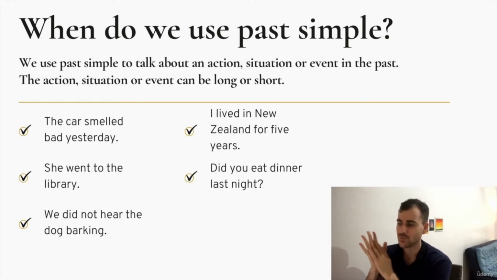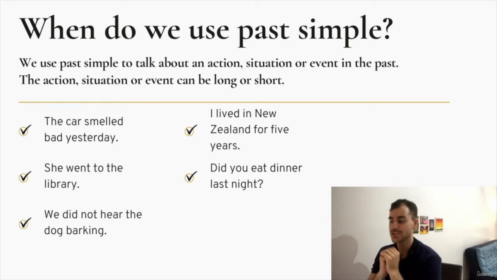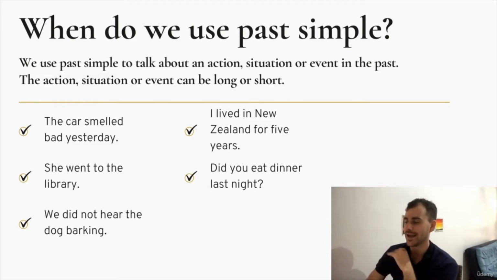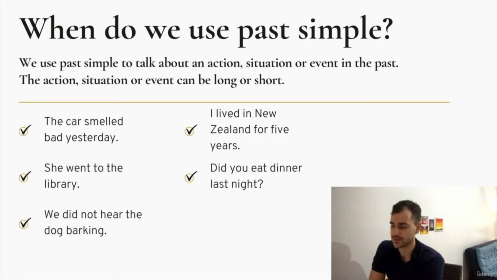When do we use the past simple? Generally speaking, we use the past simple to talk about an action, situation, or event in the past. The action, situation, or event can be long or short. Here's some examples. The car smelled bad yesterday. She went to the library. We did not hear the dog barking. I lived in New Zealand for 5 years. Did you eat dinner last night?